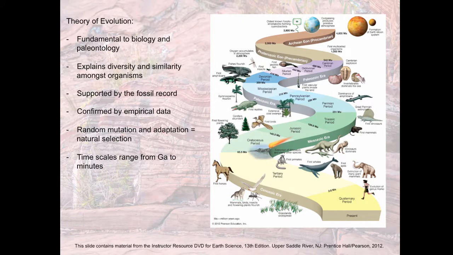Now, the theory of evolution is not covered in this book very well, but it is part of the curriculum guidance for this course. So briefly, the theory of evolution is fundamental to biology and paleontology, and it explains the diversity and similarity amongst organisms that exist on the earth and have existed in the earth's past. It is a theory. It's accepted by the vast majority of Earth system scientists and biologists. It is not under debate that it is the dominant process by which speciation occurs, and how organisms adapt and diversify through geologic time.